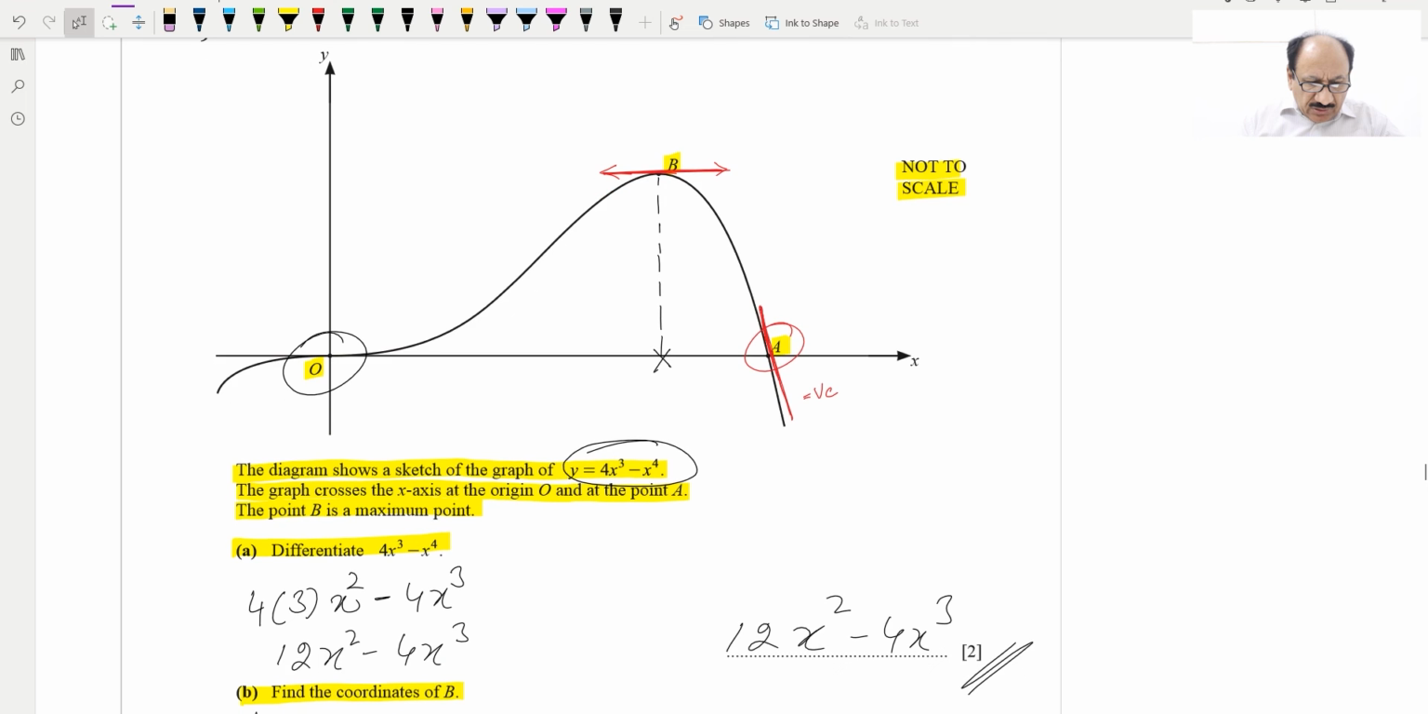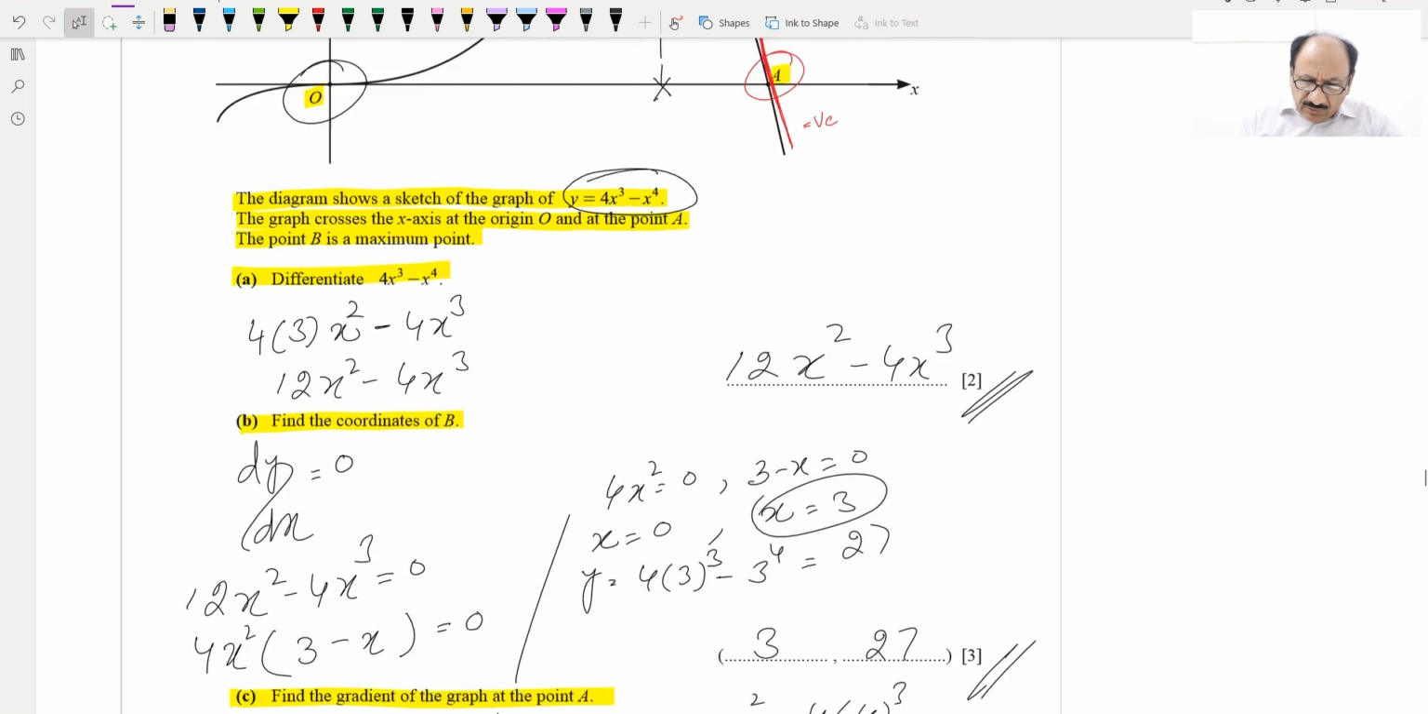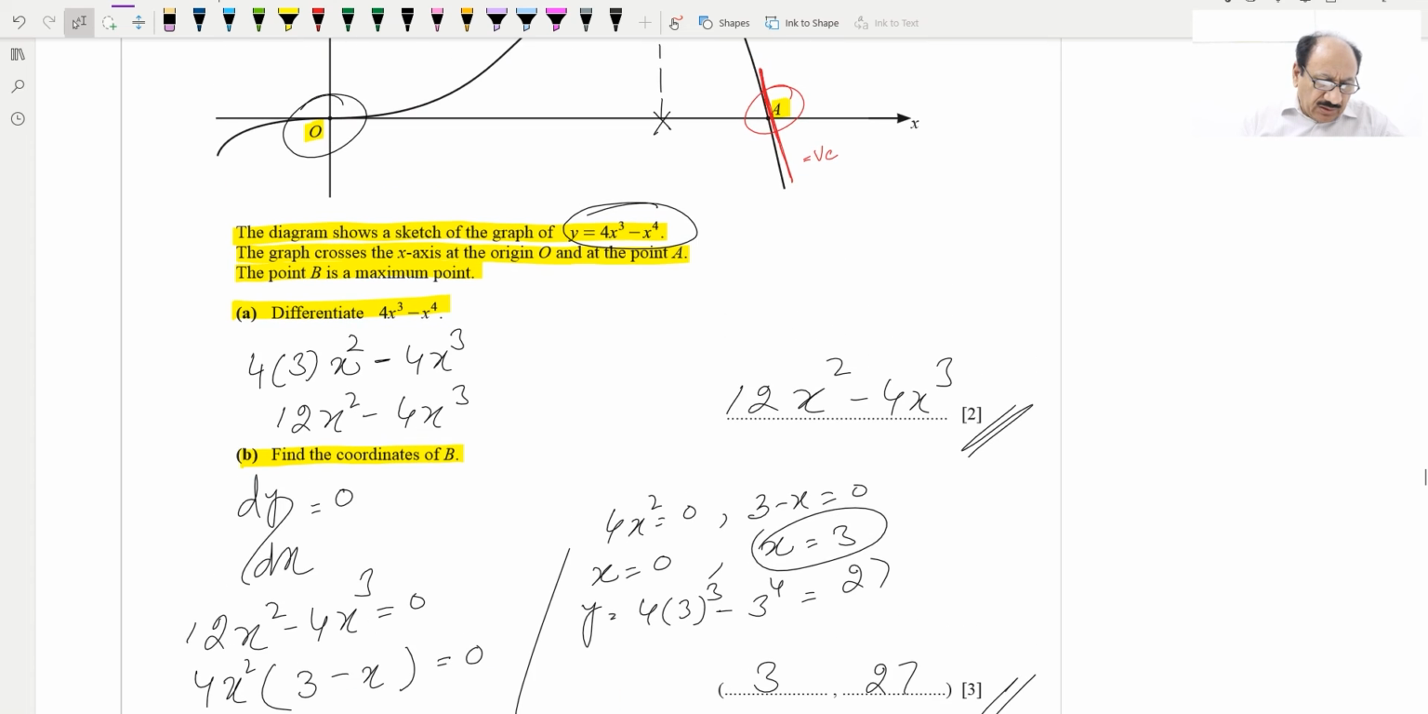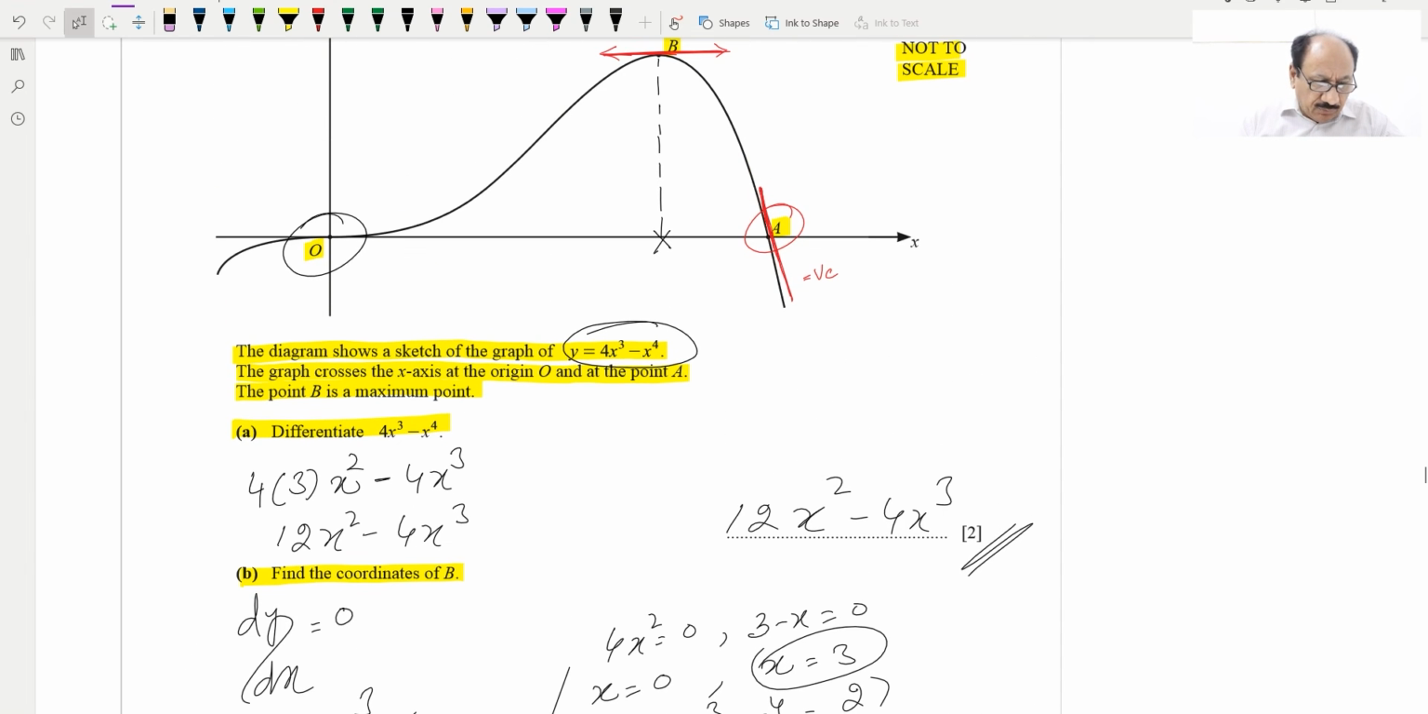Differentiation, this was a little tricky but not very difficult. Total marks was 5, 6, 7, 8 marks. And 8 marks in an IGCSE, GCSE exam is very important. 8 marks can change your grade.